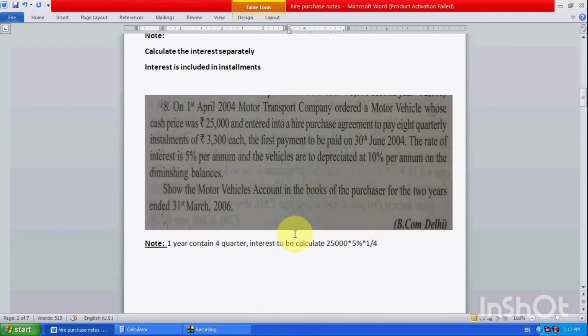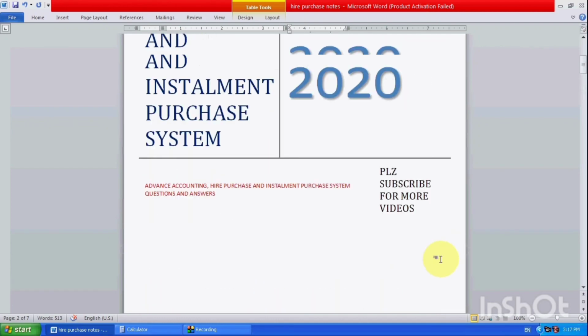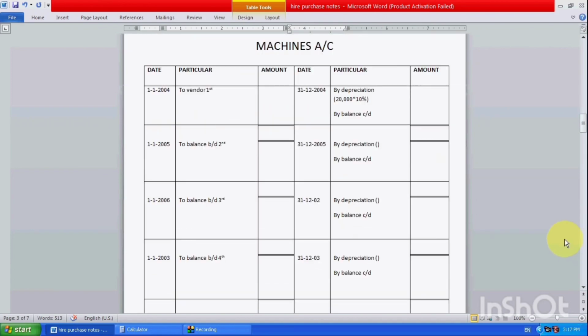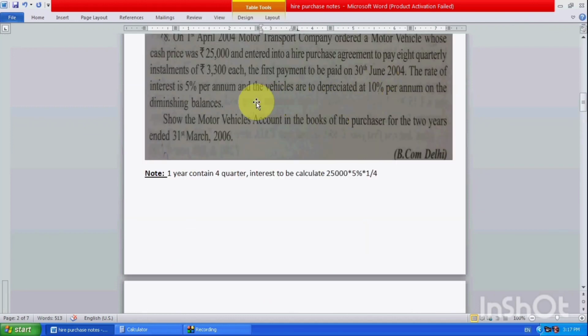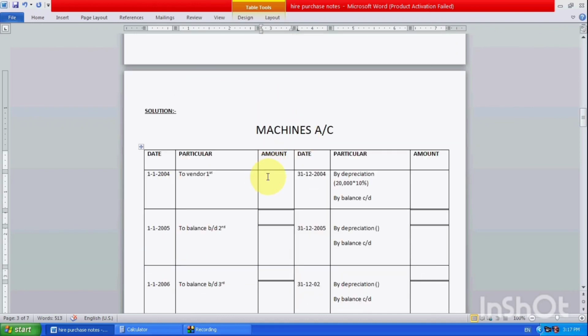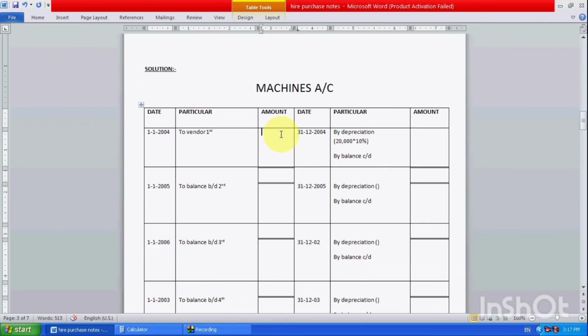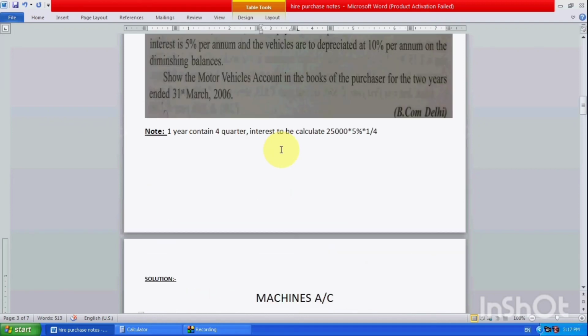So 1 year contains 4 quarters. Let's see, the cash price is 25,000. We have to calculate the machine account to vendor. How much? 25,000, on 1st January 2004. Here look, 10% depreciation on the diminishing balance method. 25,000 is the cash price, 10% depreciation. So 1st January 2004 to vendor 25,000.